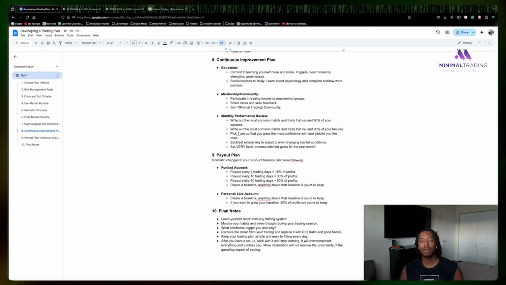And then pay out every 20 days, because after 20 trading days, you've probably grown your account big enough to a point where if you take out a big payout, your risk shouldn't change so much. Like, it's going to change, but you will still have a big buffer. I think the 20 trading day payout is more focused on the buffer than the actual risk itself, all right? So create a baseline. Anything above that baseline is yours to keep.